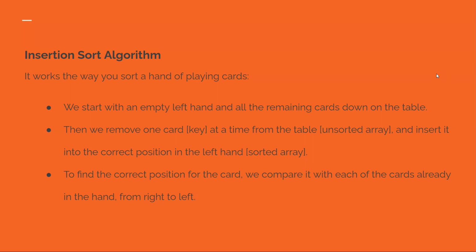And insertion sort algorithm. It works the way you sort a hand of playing cards. We start with an empty left hand and all the remaining cards down on the table. Then we remove one card, the key, at a time from the table, the unsorted array, and insert it into the correct position in the left hand, the sorted array. To find the correct position for the card, we compare it with each of the cards already in the hand, from right to left.